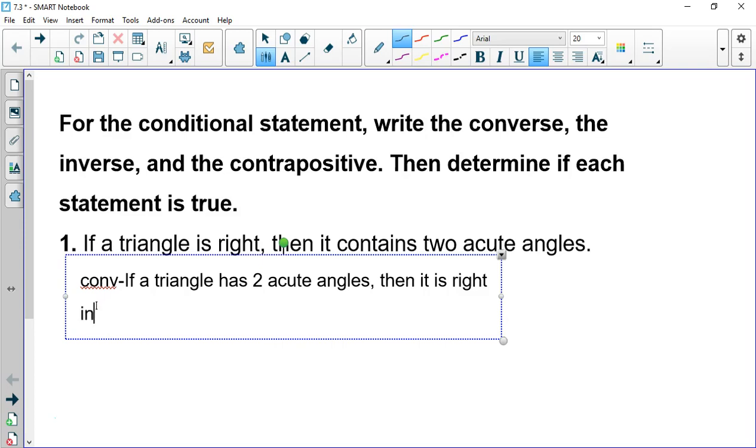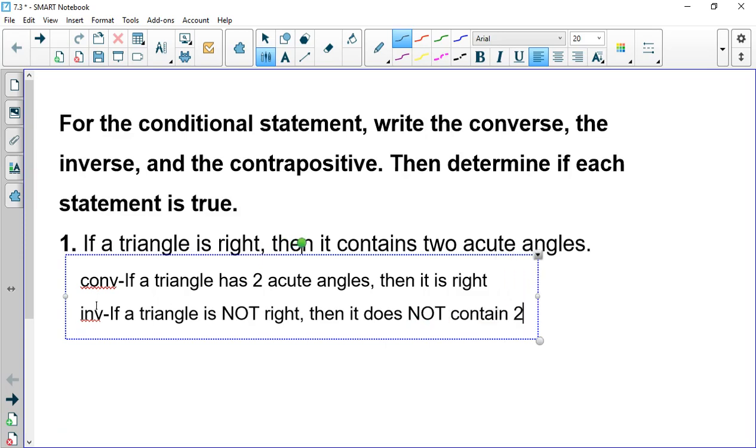Now, for the inverse, we're basically just going to negate the first statement. If a triangle is not right, you don't have to capitalize it obviously, then it does not contain two acute angles.